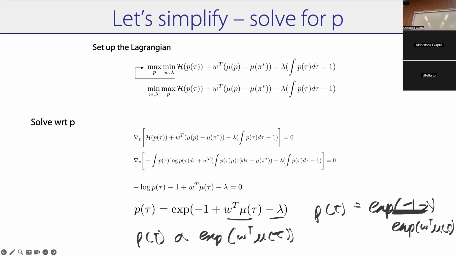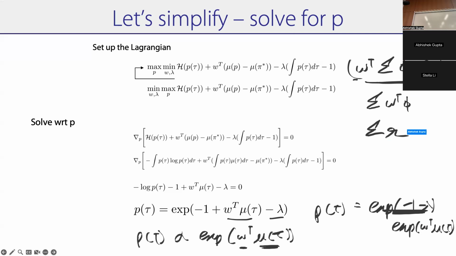Now, we know that mu tau is basically the sum of features in a trajectory, right? You multiply it by W, you can see that this is basically the sum of rewards, right? So W transpose mu tau is basically W transpose times the sum of features, which is the sum of W transpose times features. Because rewards were linear, this is just the sum of them. Right? So what you want to take away from all of this is that the likelihood of a trajectory is proportional to the exponential sum of rewards, right? And so this is just what we often call soft optimality.